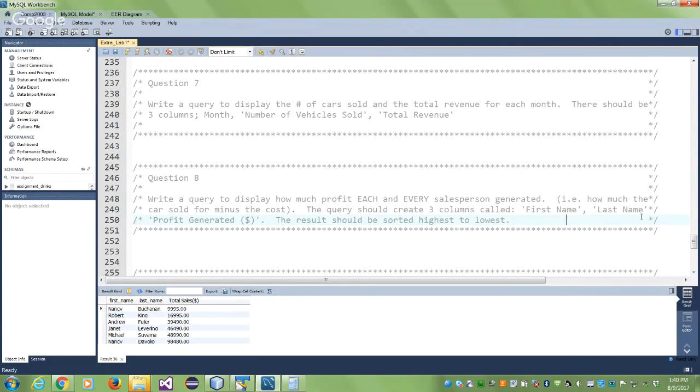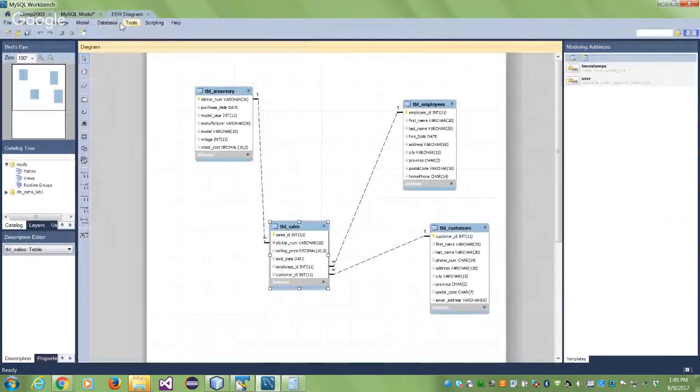It says write a query to display the number of cars sold and the total revenue for each month. It's talking about month now. Shh, guys, please. If I don't see any month, I do see a sale date though, right? Notice you see a sold date, but where is the month? So if I have a date, can I extract month, day and year from it? Definitely, right? Because dates were made so that you could use these functions on it.